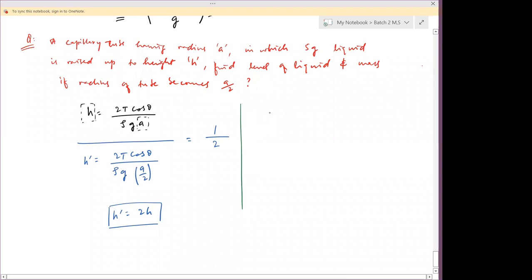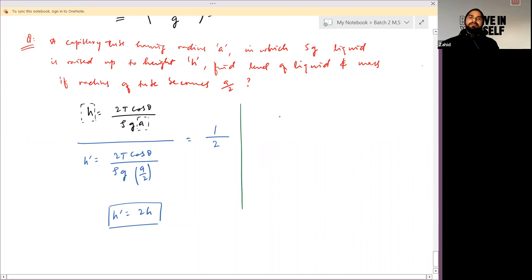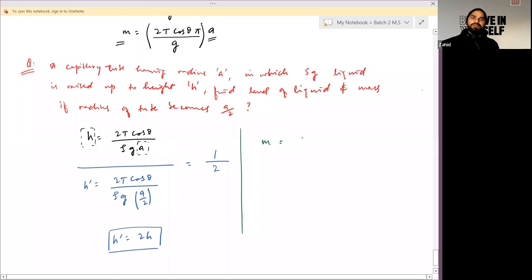In next part, in relation with mass, mass equals to 2T cos theta times pi divided by gravity times A. So initially, mass of liquid is 5 gram. So it will be 5 equals to this much constant times A. Now we have to calculate mass of liquid if radius becomes half of its initial.